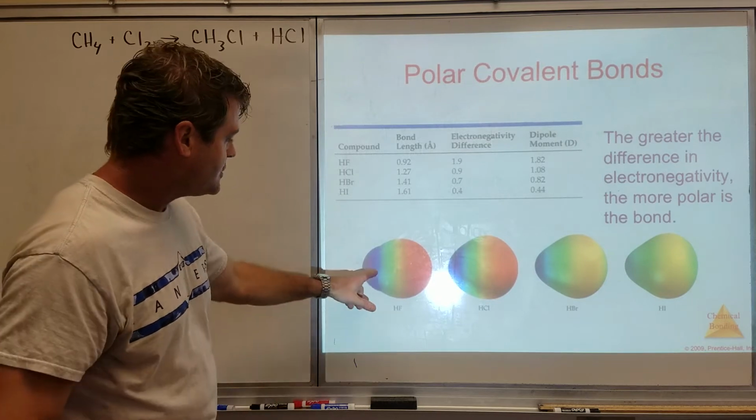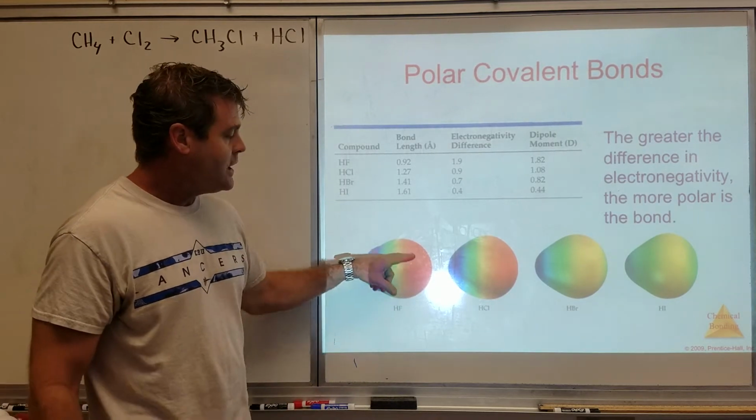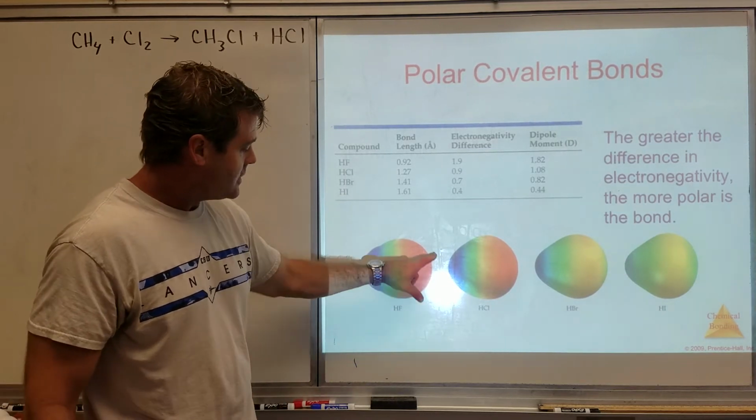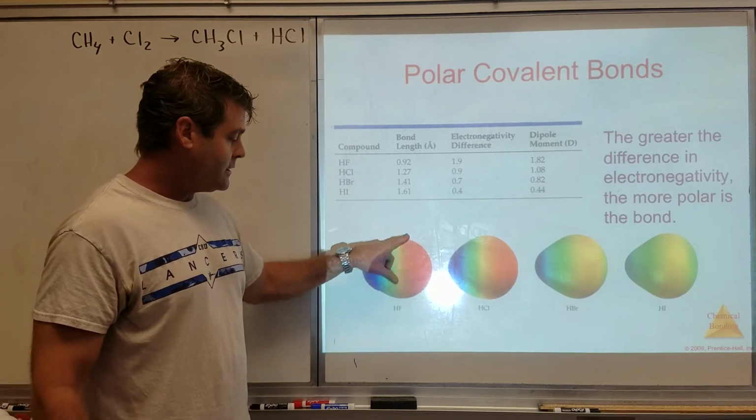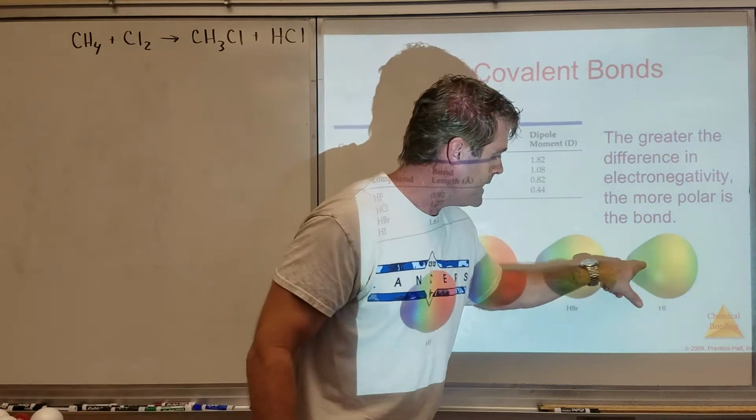Okay, so they're trying to show this with color. The more red it is, the greater the electron density, and so the valence electrons are spending much more time around the fluorine nucleus than the hydrogen, as opposed to the iodine to the hydrogen.